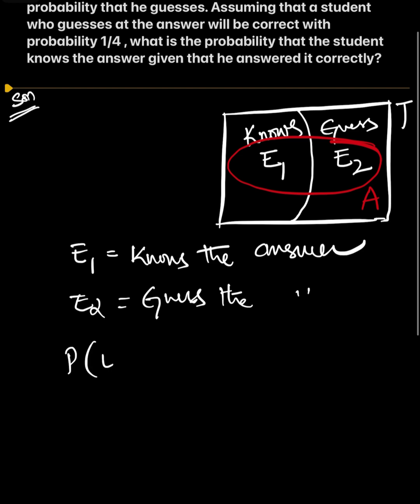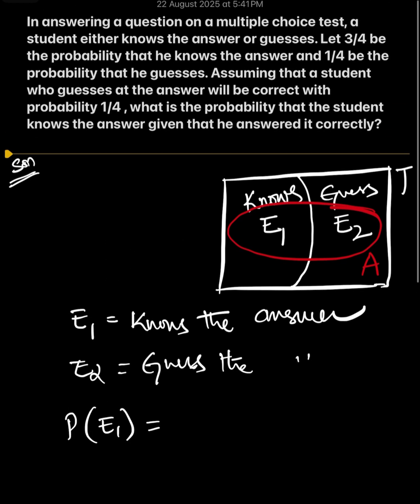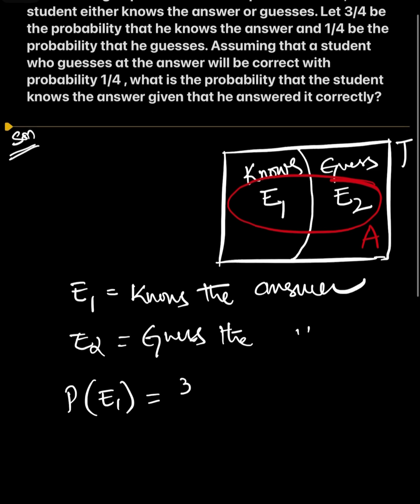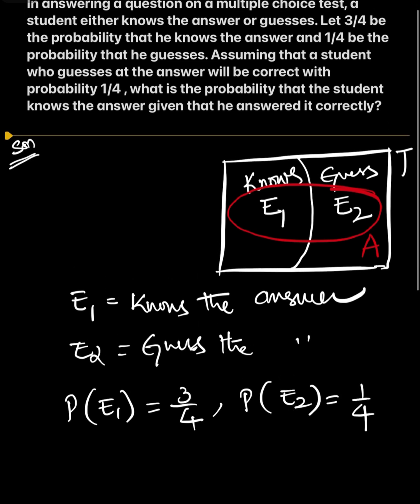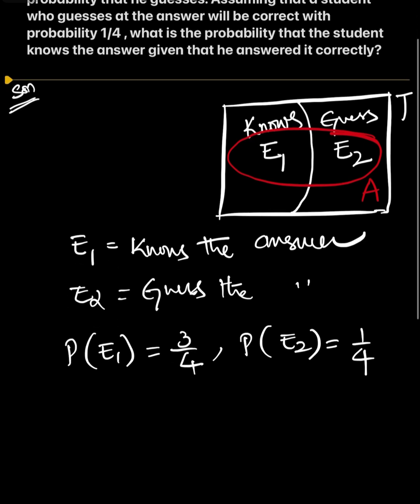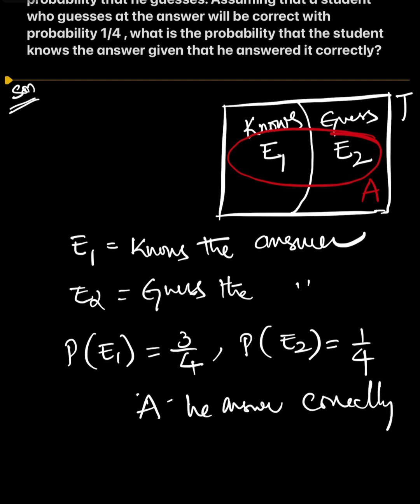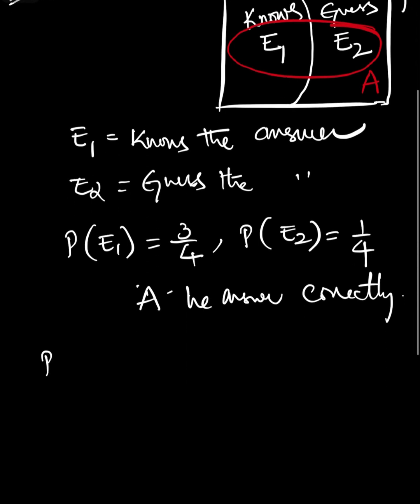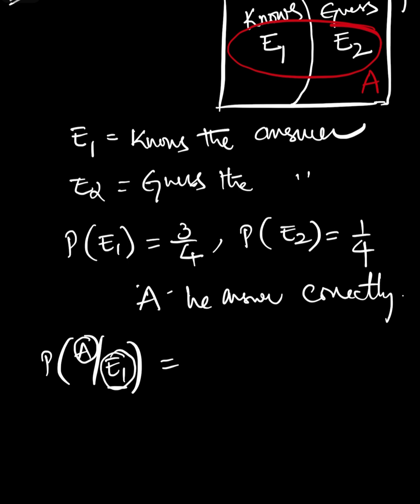Here they have clearly given the probability of E1, the probability that the student knows the answer, as 3 by 4, and the probability that the student guesses the answer is 1 by 4, right? Next, let's consider A. A is that he answers correctly. Now, P of A given E1 means the probability that he answered correctly given that he knows the answer.